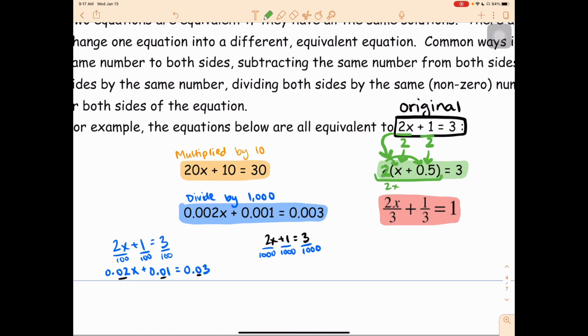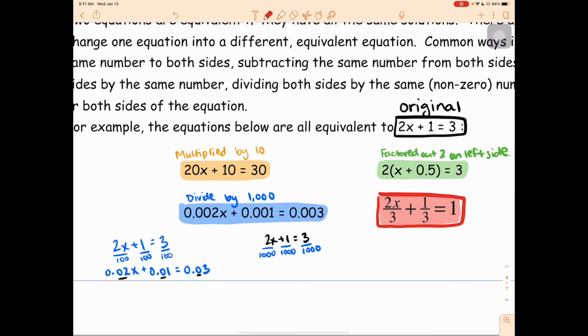Let me get rid of all my little notes here. So what we did to go from the original to the green one was we factored out 2 on the left side. Factored out a 2 on the left side. Now this red one tripped up a few students. This was a good one though.